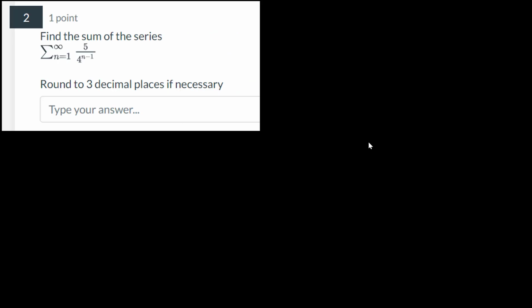Question number 2, I ask you to find the sum of a series. Now, usually it's very difficult to find the actual sum of a series. We don't have too many formulas, but we do have a formula for geometric series. And so you should realize that this is an infinite series, but this is actually a geometric series in disguise. We can rewrite this, and you could pull out the 5, and you can think of this as 1/4 to the n minus 1, and n is going from 1 to infinity, and this is a geometric series.